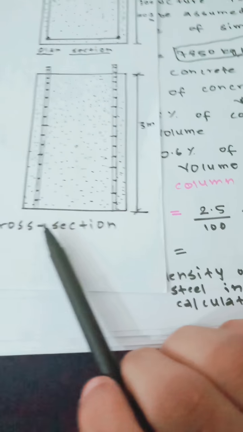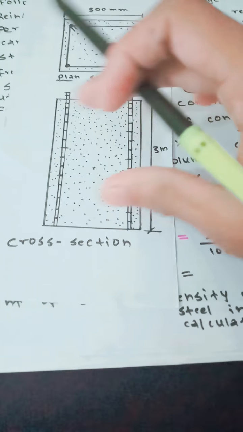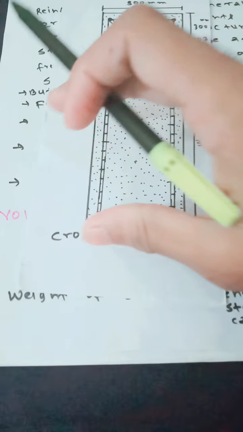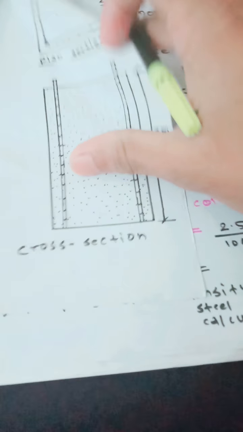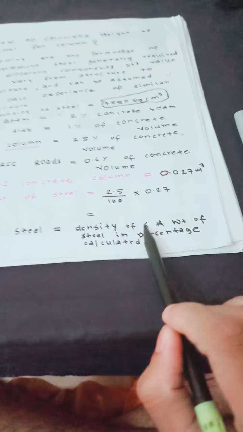So this is the plan section, and here is also a rod, another rod here, on the left hand side and right hand side, both sides. This is nothing but the cross section part. So finally I am coming to my point. I am going to calculate the weight of steel.